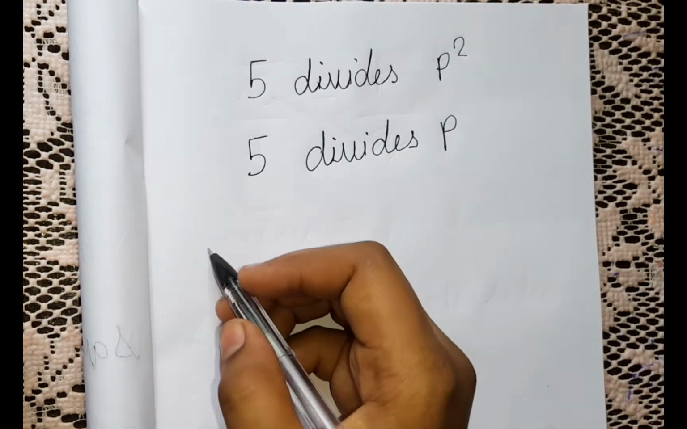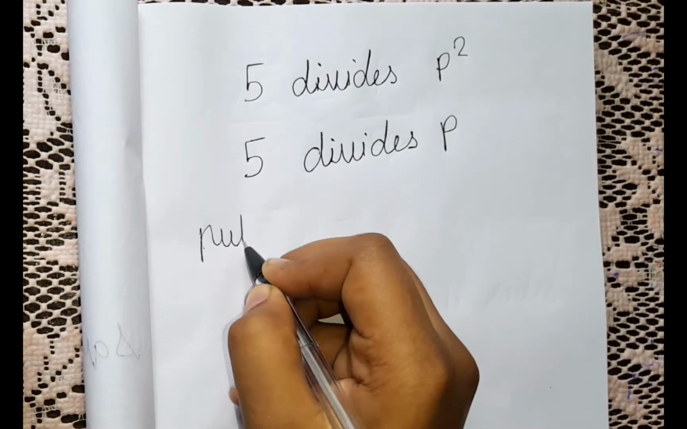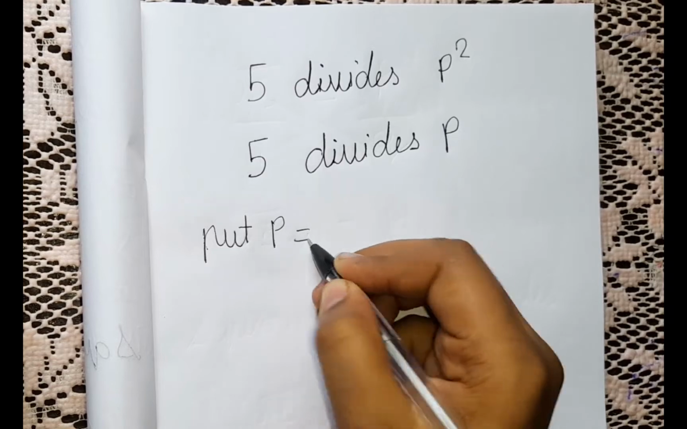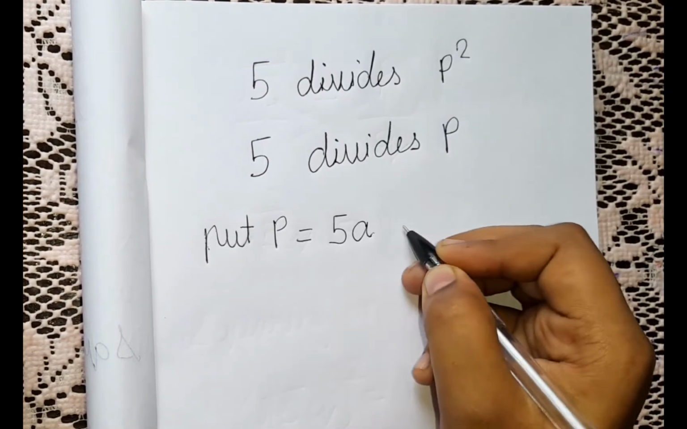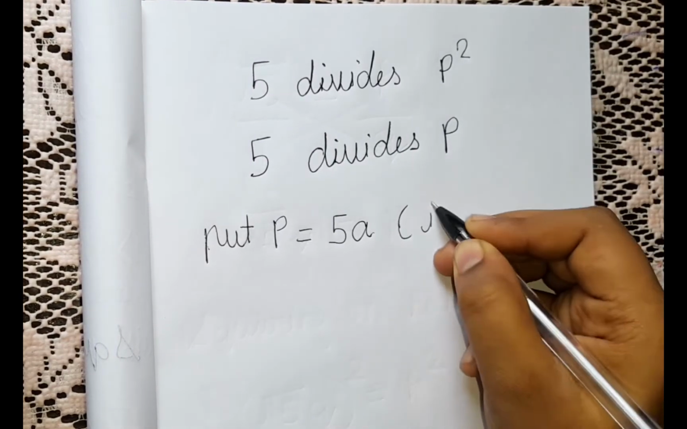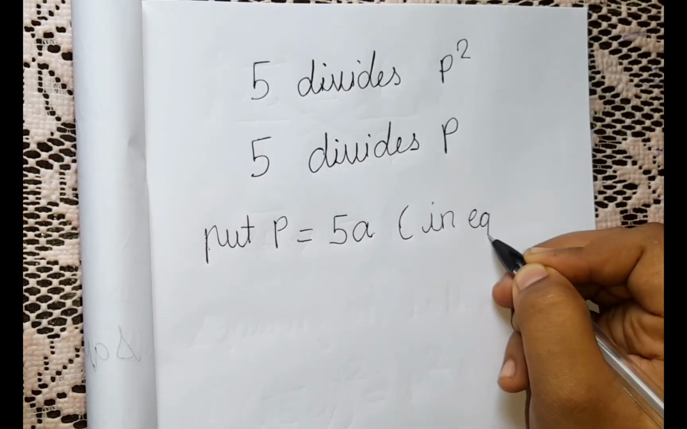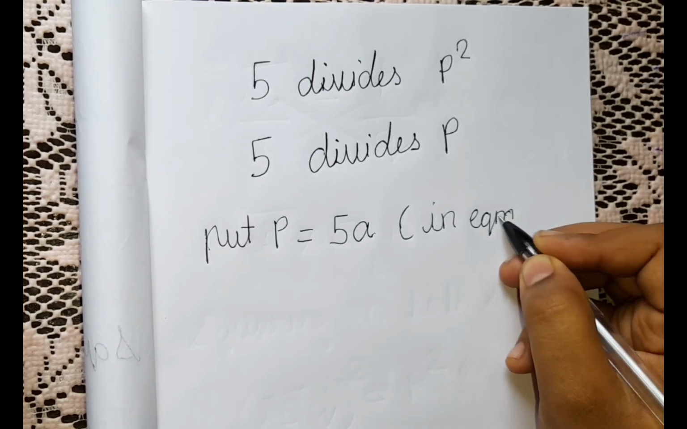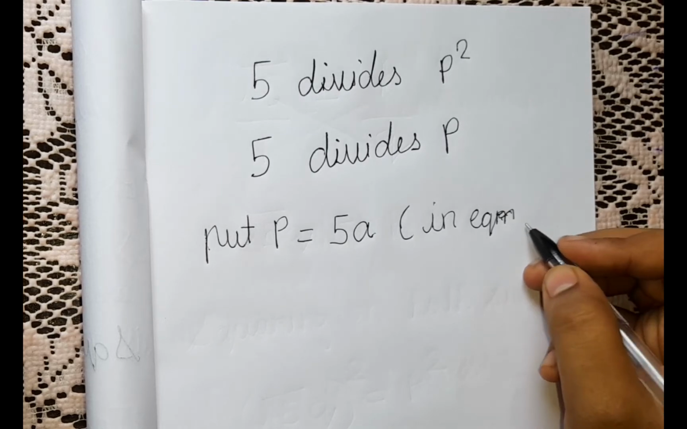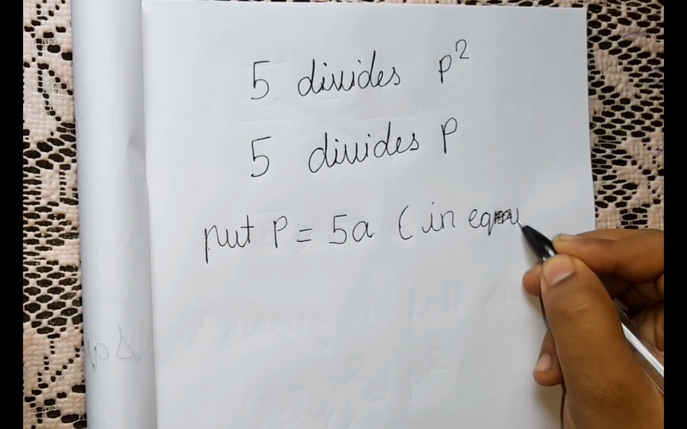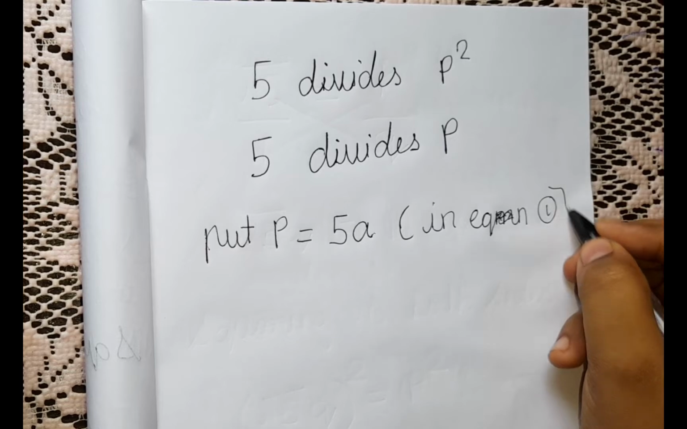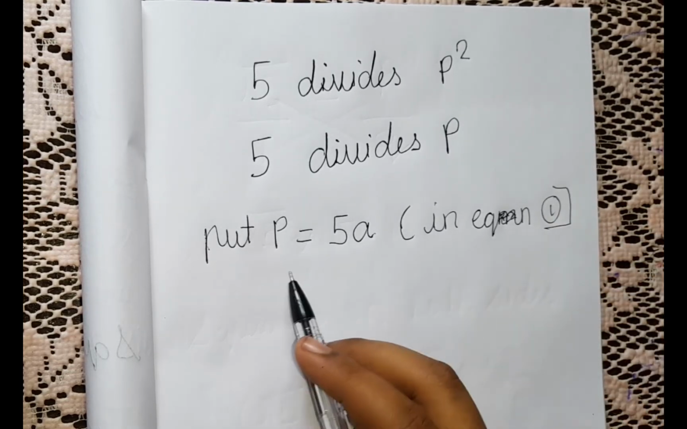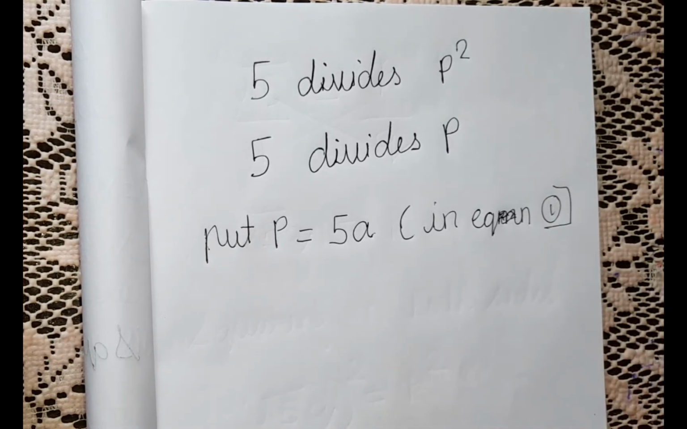Now what we shall do is, we shall put p is equal to 5a in equation, sorry, it is n, okay. So in equation 1, from equation 1 we shall write the form. Let me show the equation 1. So equation 1 is 5q square is equal to p square. So this is the equation 1.